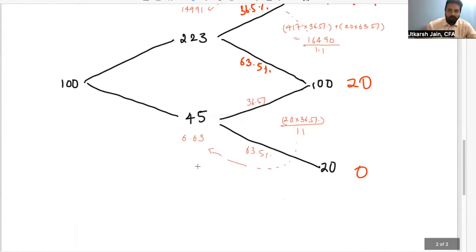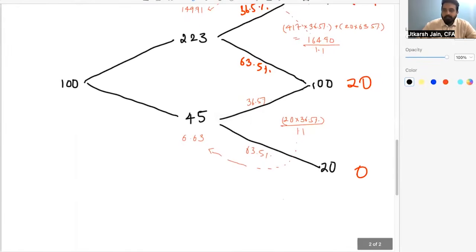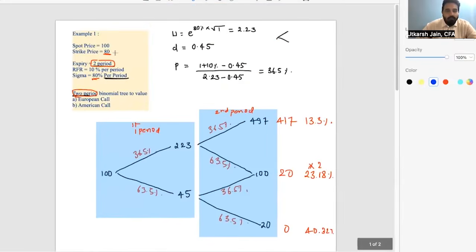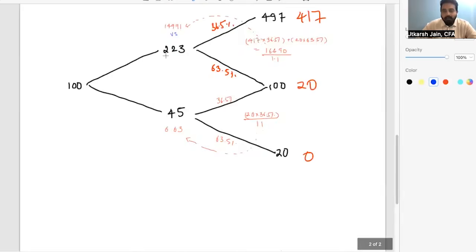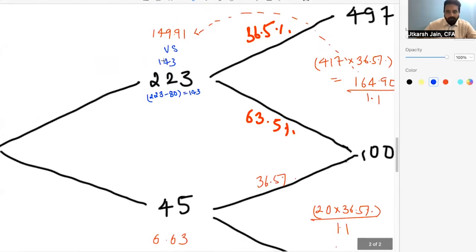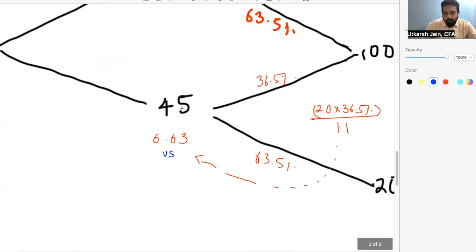And why is that? Because in American options, you also have an option to exercise at period one. You can exercise whenever you want, right? So you have an option to exercise at period one. So you ask yourself, if I exercise today, where I have a right to buy at 80, price in the market 223, will I buy? Yes. And what payoff will I get? I will get 143. In the same way, I have a right to buy at 80, price in the market 45. Will I buy? No. So how much will I get?